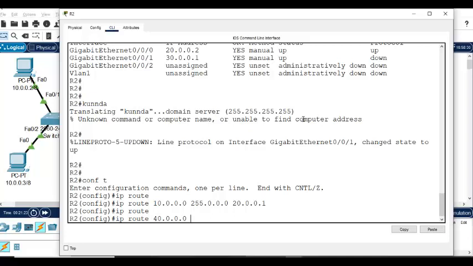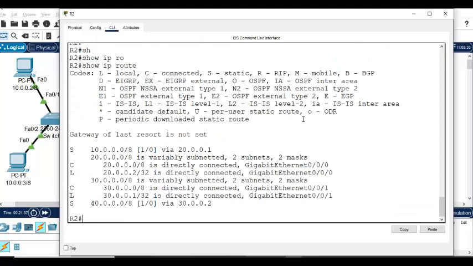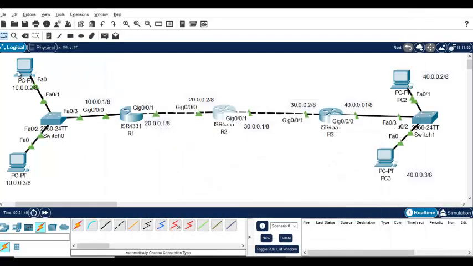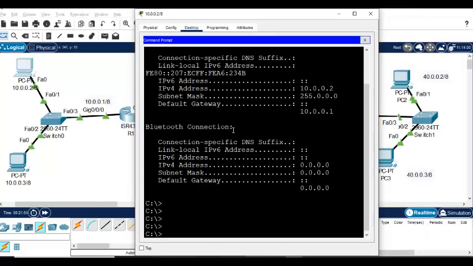Now you go to this computer and try pinging the other end. Ping 40003. You will be able to ping. Wait some time, it will ping. First time, 1 or 2 packets will be lost because of ARP. See, it's pinging now. Because there is a route, the packet goes to 40.